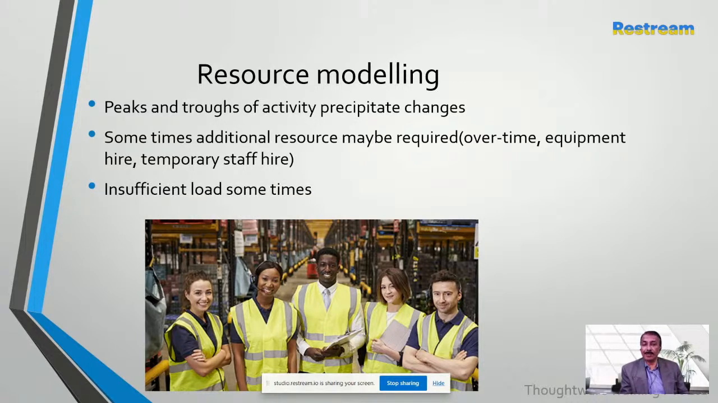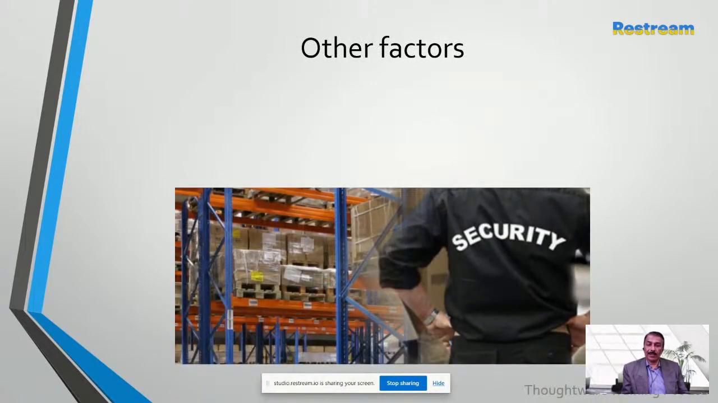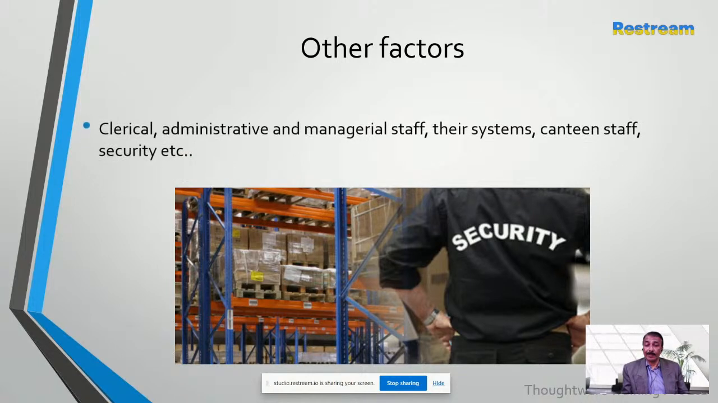Insufficient load, sometimes this is where you need to tighten up. When there is no load, at least for temporary staff, you need to disengage them in such a case. There are also other factors like security, which is going to affect our stock accuracy. Possibly you also need clerical, administrative, and managerial staff, their system, canteen staff, security.